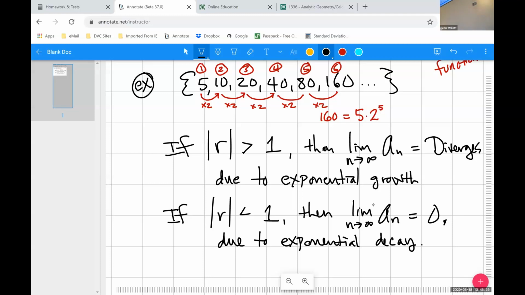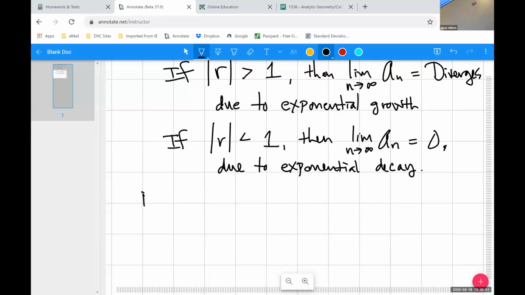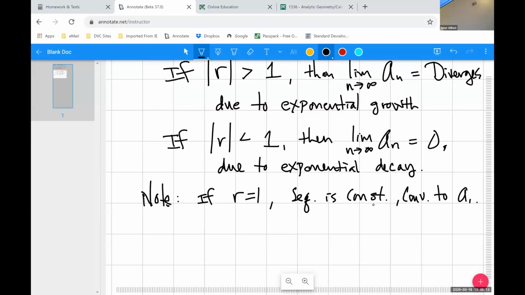Now, I left out the idea of r being equal to 1 as an absolute value because it could be a 1 or a negative 1, so we can think about those cases separately. If r is equal to 1, then whatever number you start with, when you multiply by 1, you just keep getting the same number, so then your sequence would be constant. Let's go ahead and write this down. So then note, if r equals 1, the sequence is constant, which means it converges to whatever the first term is.